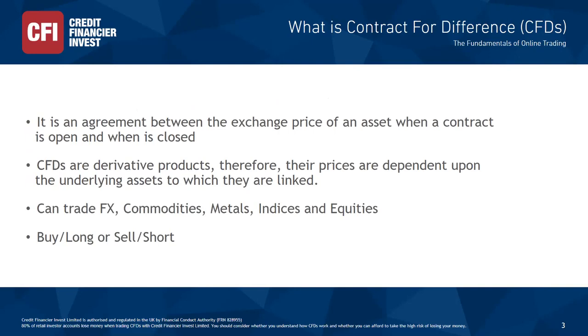So let's say you believe that the price of, let's say, gold will go up, you just simply buy, okay? If you believe that the price of gold will go down, you simply sell, okay? That's essentially what it is when you're trading with CFDs. Well, they also are derivative products. As I explained to you just now, their prices are dependent upon the underlying asset to which they are linked. Also, you can trade CFDs on a variety of products, such as Forex, commodities, metals, indices, and also equities around the world.